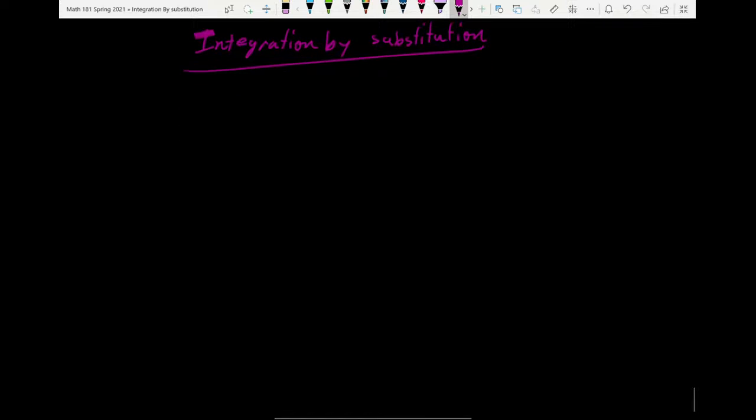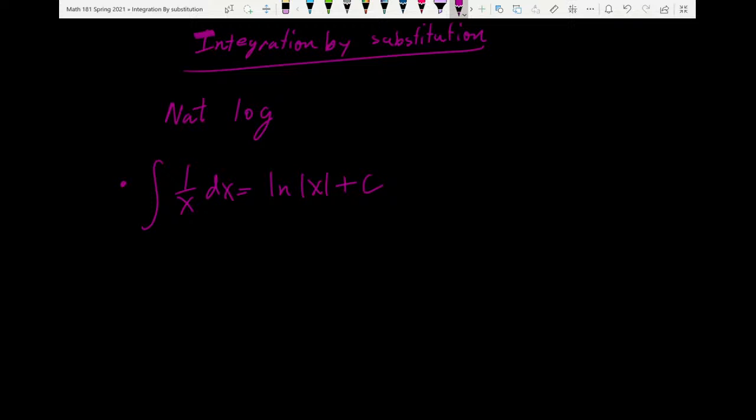All right. Today we're gonna look at natural log. So the rule for natural log is the integral of 1 over x dx. If you use the formula, x to the -1 plus 1, you get 0. But natural log gives you absolute value of x, natural log of the absolute value of x.